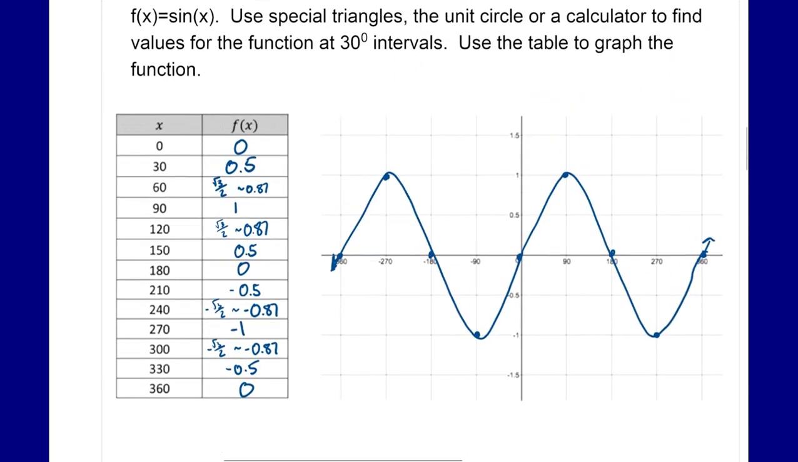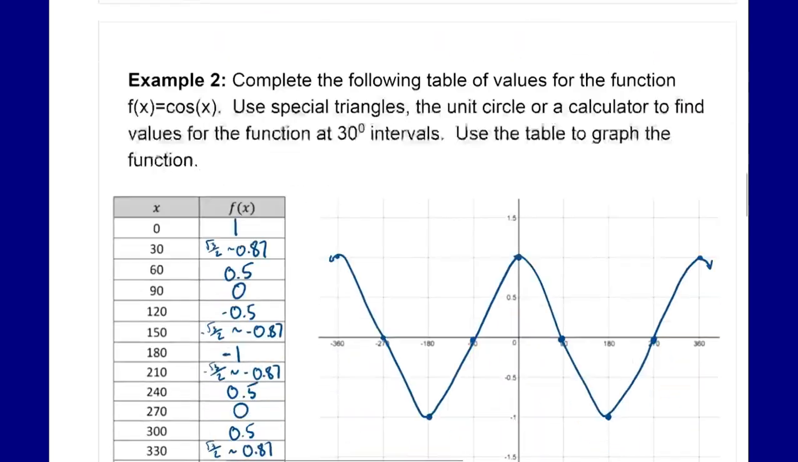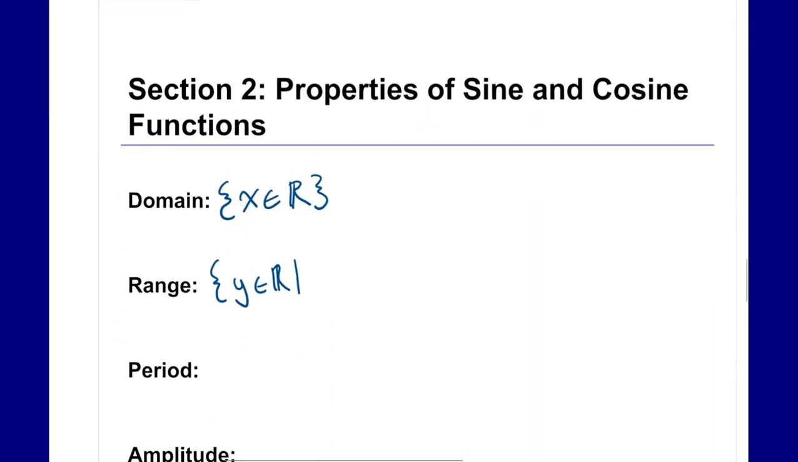If I look at my sine wave, it's the same thing, right? The y values go down to -1 and up to 1, but nowhere beyond that range. So that means my range is going to be y is any real number, given that y is greater than or equal to -1, but less than or equal to 1.